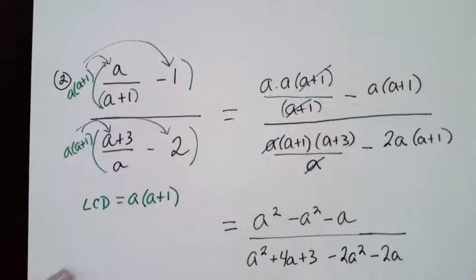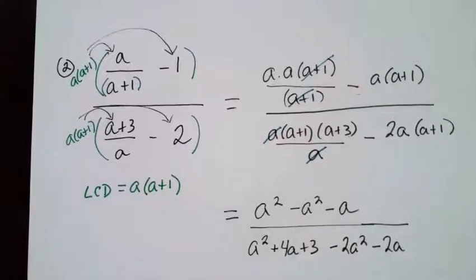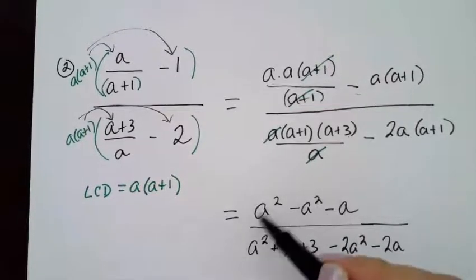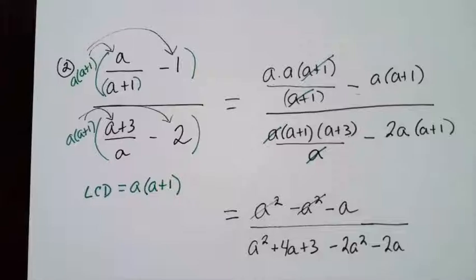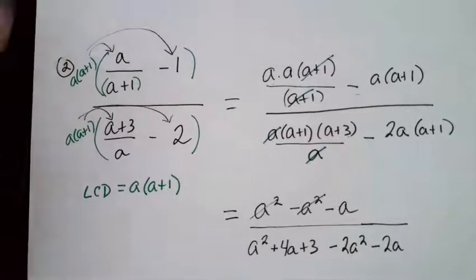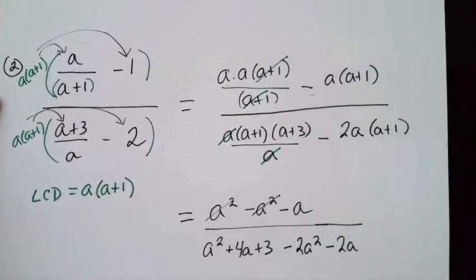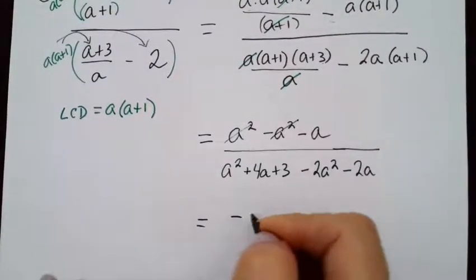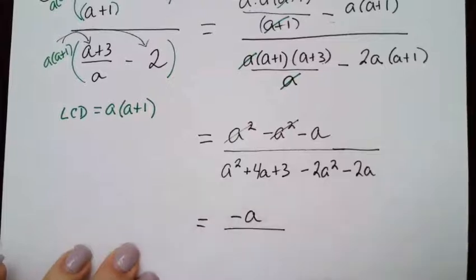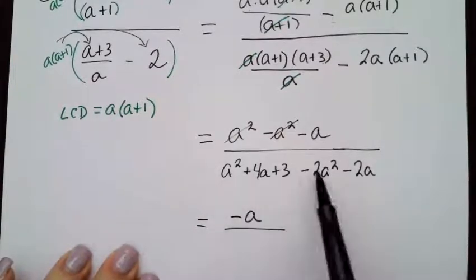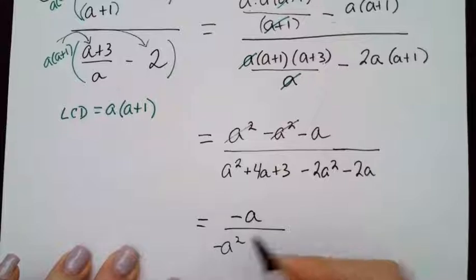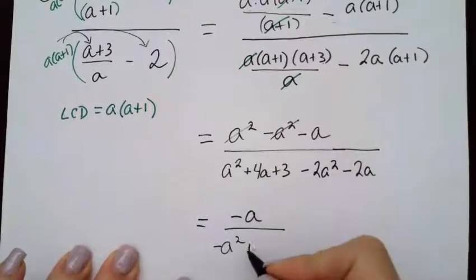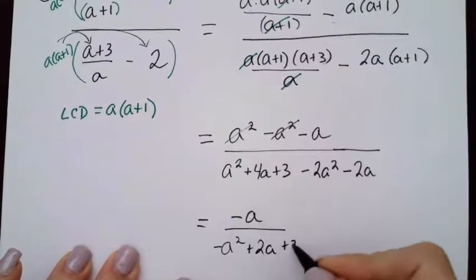All right, so this is also something that I could try to simplify. Simplify means factor and cancel out common factors when we're talking about rational expressions. So here I do have two terms that cancel each other out in the numerator. So I'm left with a negative a in the numerator. In the denominator, let me combine like terms. So a squared minus 2a squared is negative a squared. 4a minus 2a is 2a, and then plus 3.